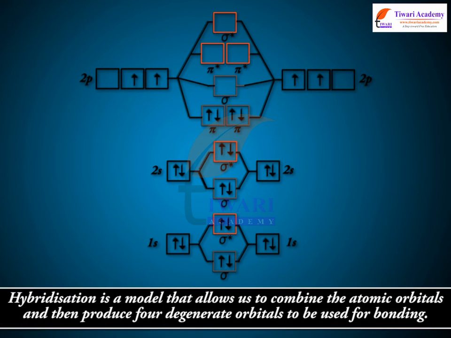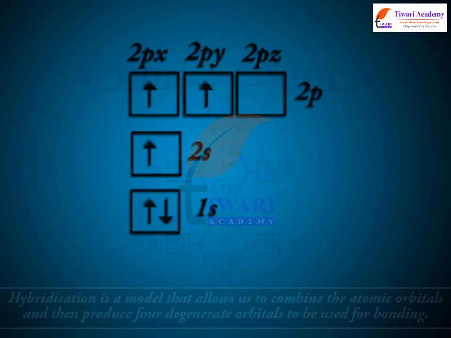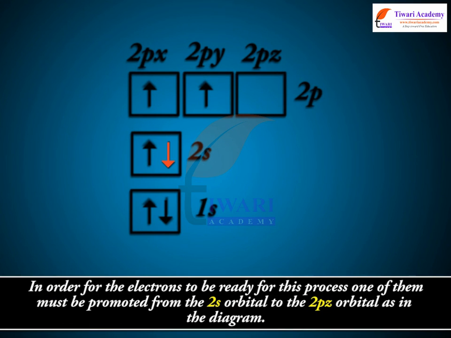Hybridization is a model that allows us to combine the atomic orbitals and then produce 4 degenerate orbitals to be used for bonding. In order for the electrons to be ready for this process, one of them must be promoted from the 2s orbital to the 2pz orbital, as in the diagram.